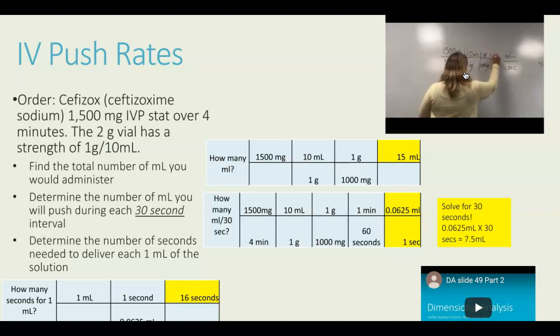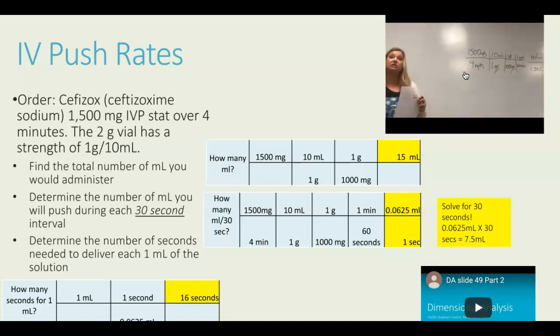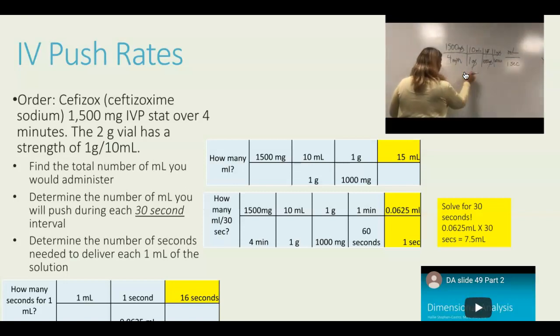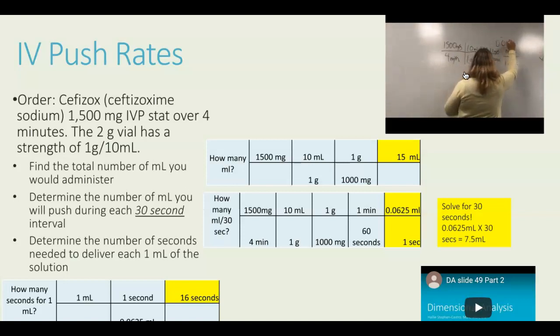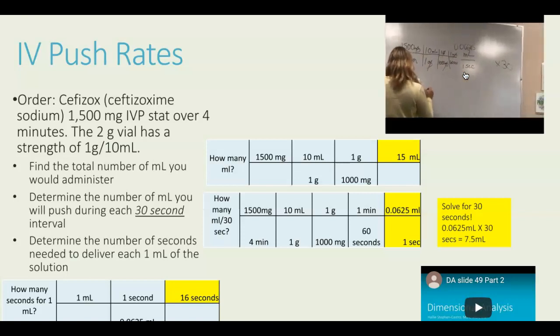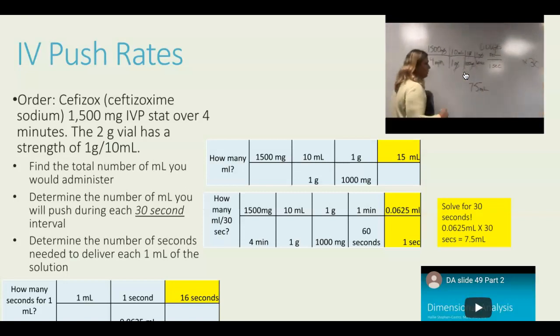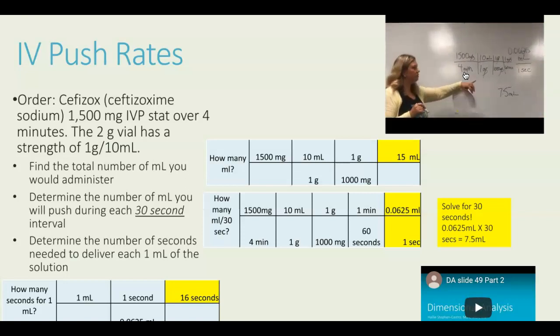So we need 1 more. 1 minute is 60 seconds. So let's get rid of our minutes. Am I left with mils over seconds? Yes, I've got mils over seconds, so I built my problem correctly, so now let's just solve it. If you do the math, 1,500 times 10 divided by 4 divided by 1,000 divided by 60, that's going to bring a grand total of 0.0625 mils per 1 second, but we are going to multiply that times 30. So our answer is actually going to be 7.5 milliliters if you multiply that times 30. You just need to break it down to that singular unit there.